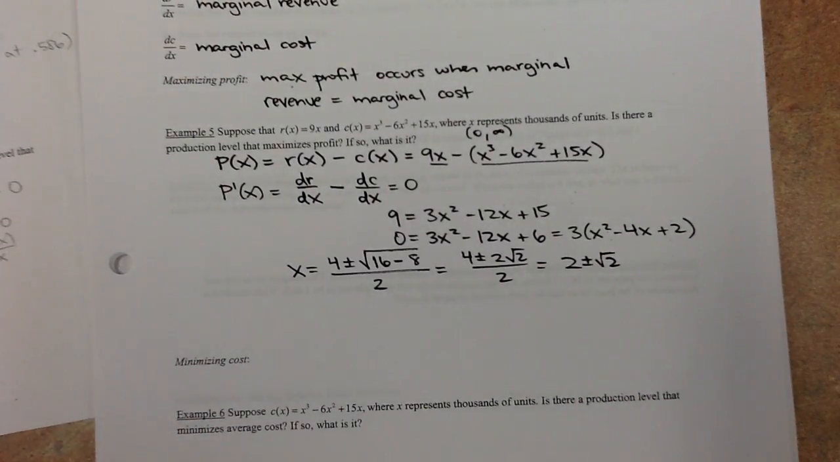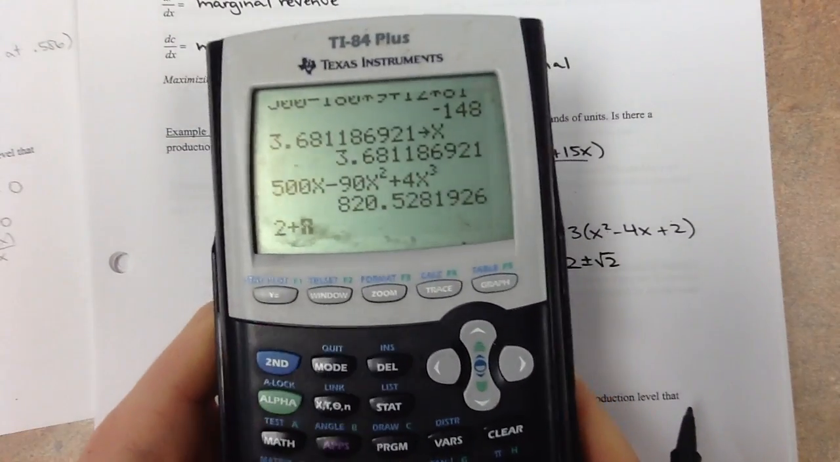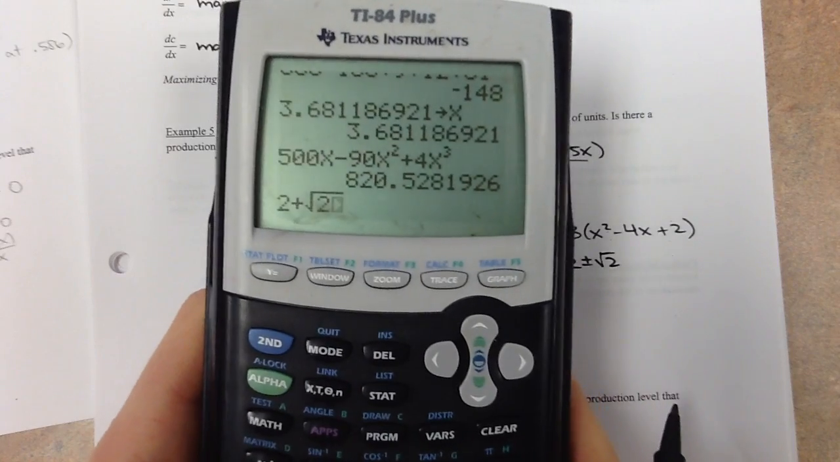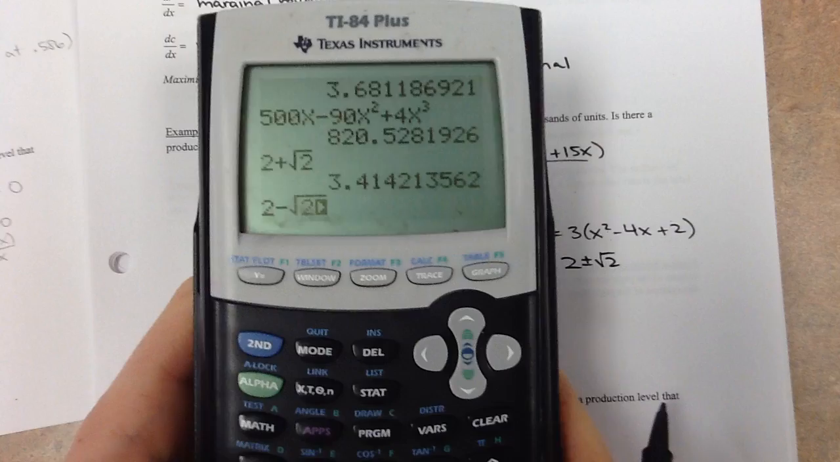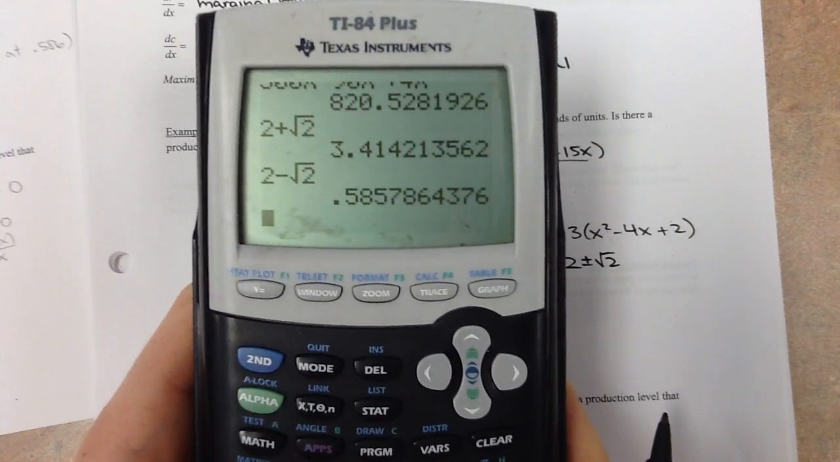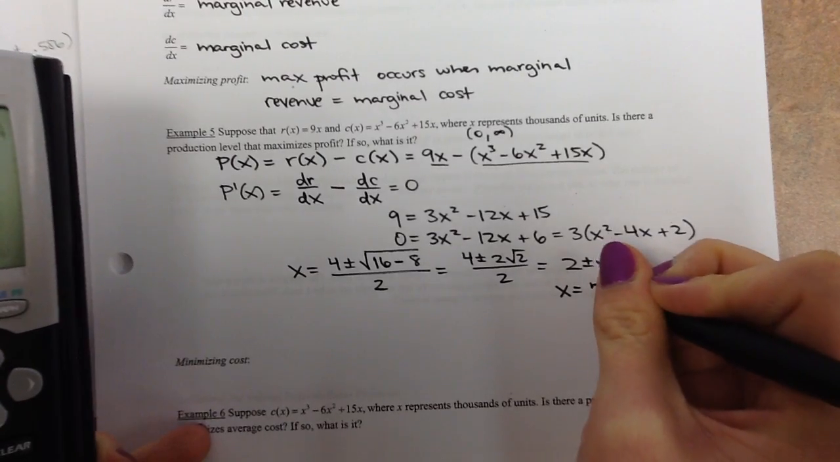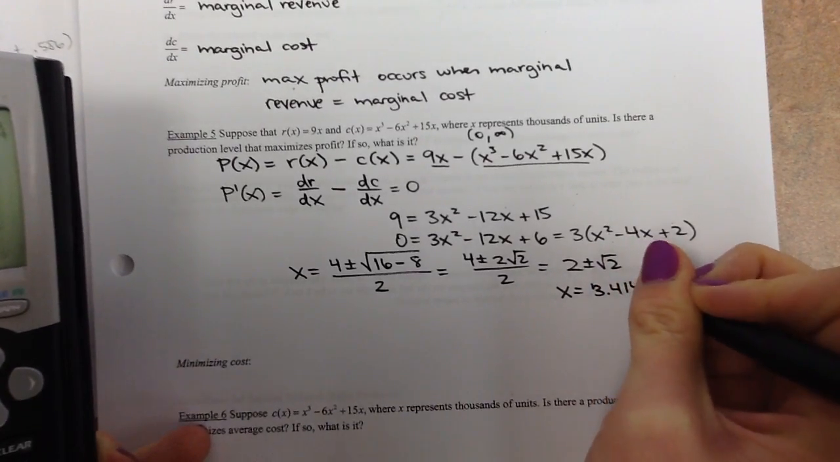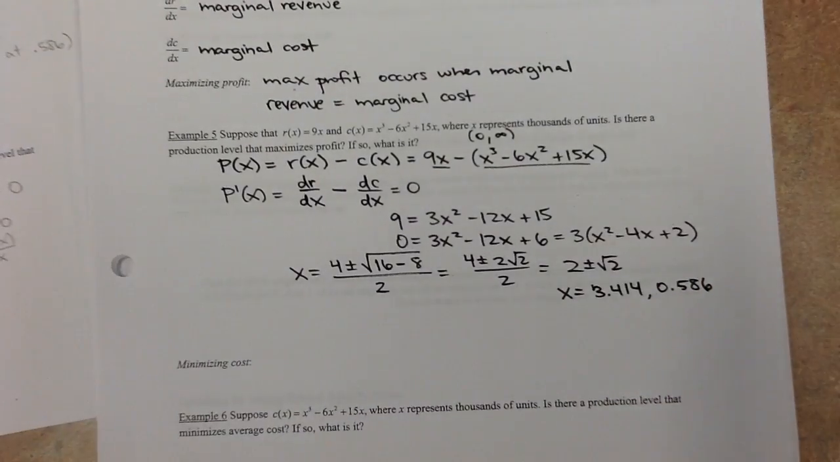Okay, so I can simplify that up. I'm going to get these two values. So, let me show you. So 2 plus the square root of 2, I get one value, and then 2 minus the square root of 2. Okay, so I'm going to write those two values down. Of course, we want our 3-digit accuracy. So 3.414 and then 0.586 to keep that 3-digit accuracy.